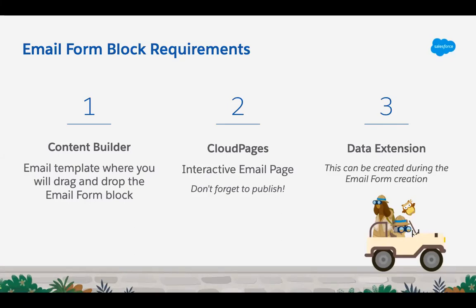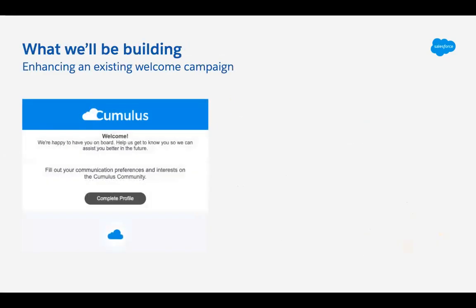And then the third thing is a data extension. Through the creation process, you can create a data extension within the block, or if you'd like to manage these on your own, you can also build your data extension out first, select it within the email form block, and then everything will be tied back to that one. So we'll look at that a little bit in the product as well.